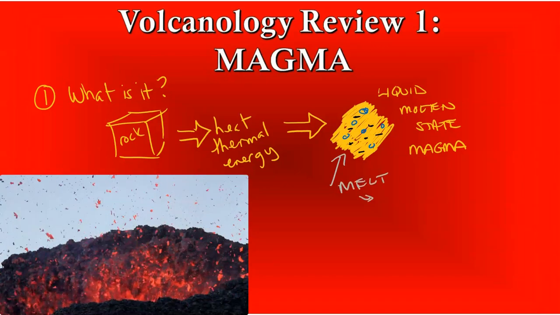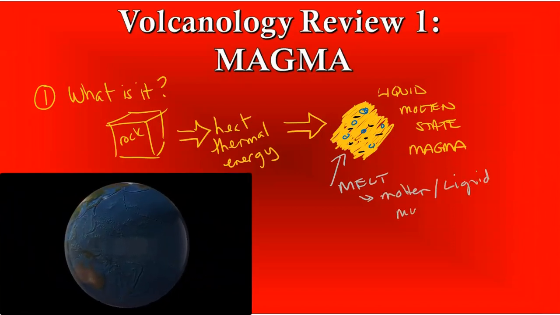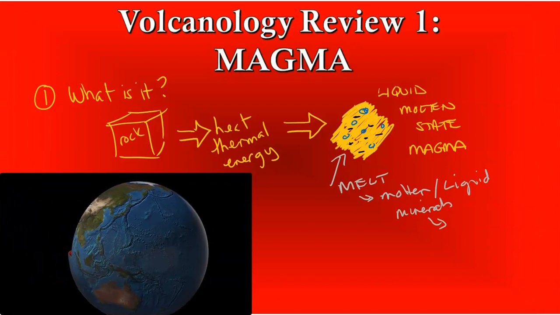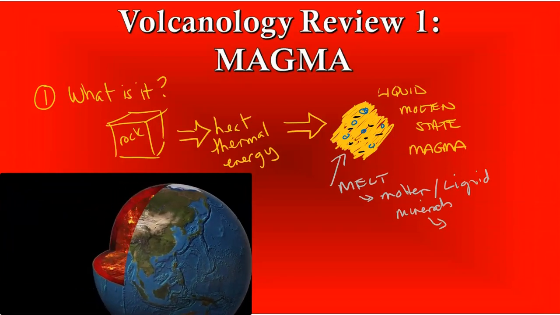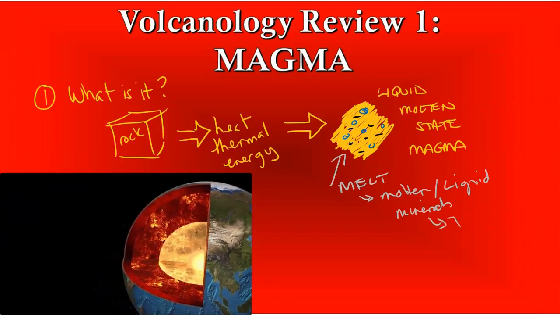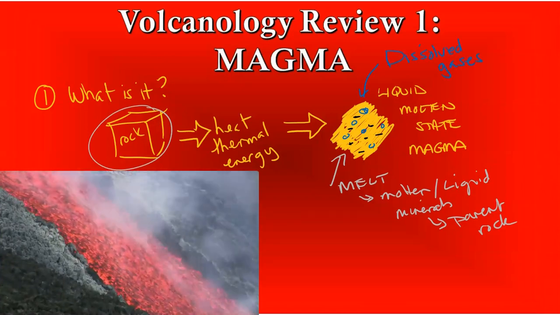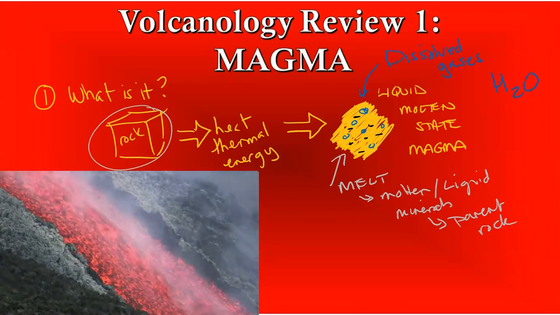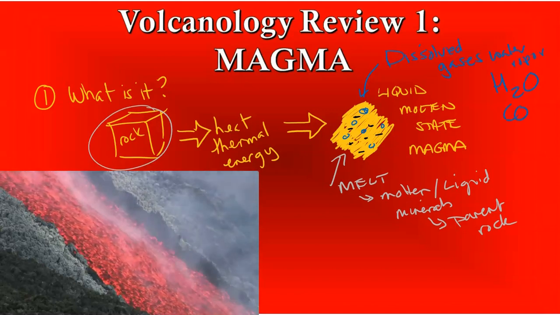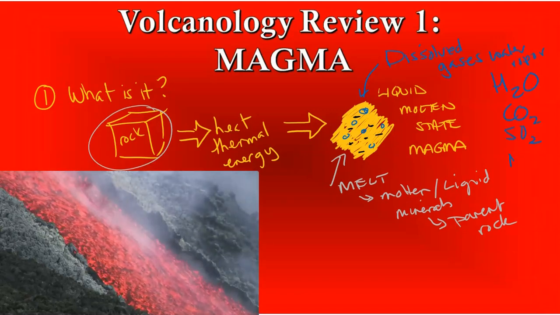And this is formed from basic molten or liquid minerals. And the variation in minerals will come from the parent rock, which was melted back over here. The blue little circles I've drawn in will be the dissolved gases, and these will be mostly water vapor. It will be some CO2, some SO2, and some NO2.